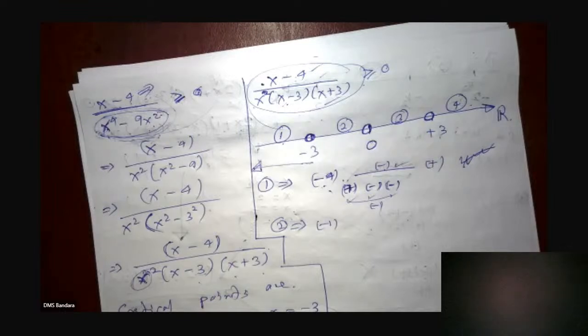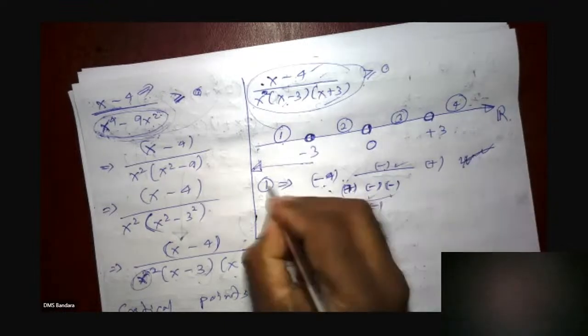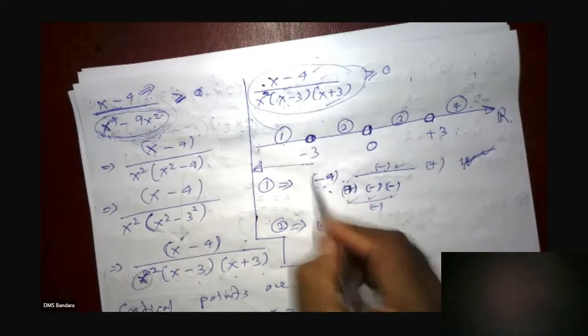You got it? Right. Now the region 1. Now for region 1, I consider the test point -4.